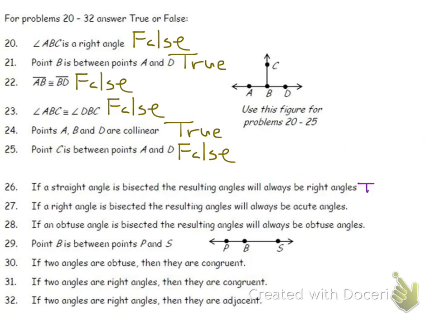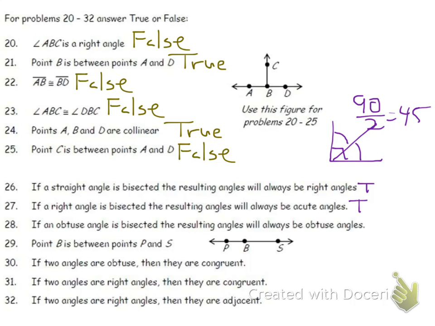Now, on 27, if a right angle is bisected, the resulting angles will always be acute. This one we can also see pretty easily. I have a right angle, and I bisect it. I know it's 90 no matter what. If I divide it by 2, it's 45. Those are acute angles. So that's true.